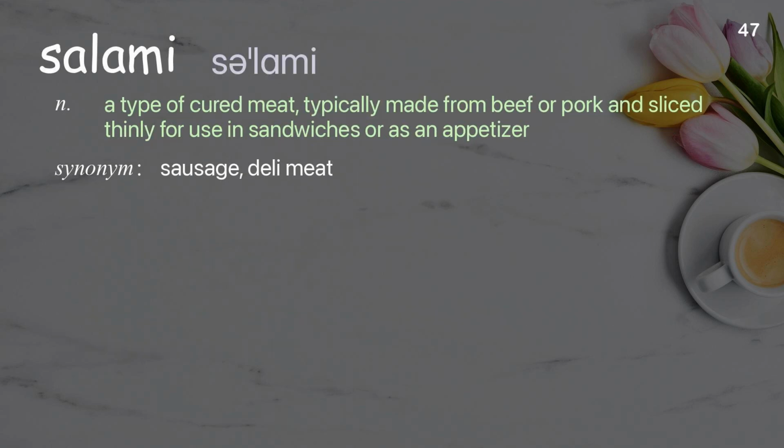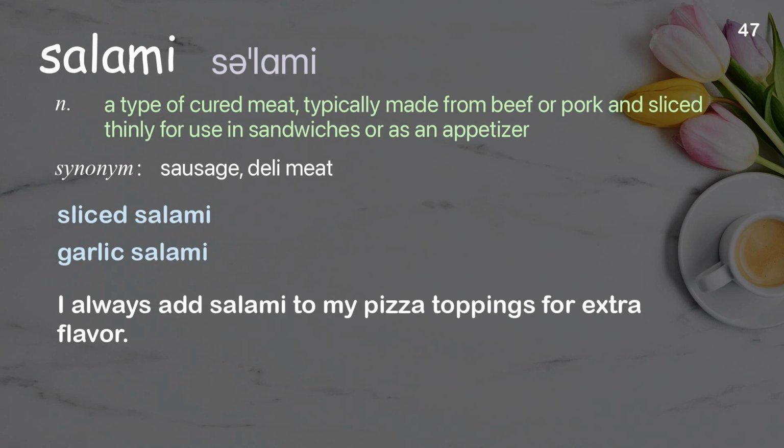Salami. A type of cured meat, typically made from beef or pork and sliced thinly for use in sandwiches or as an appetizer. Examples: Sliced salami. Garlic salami. I always add salami to my pizza toppings for extra flavor.